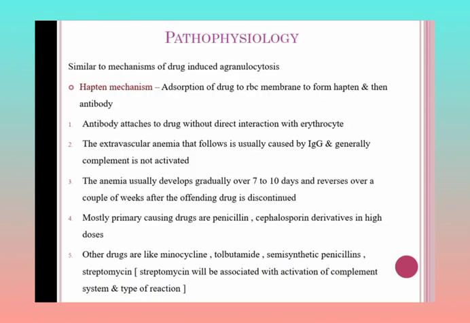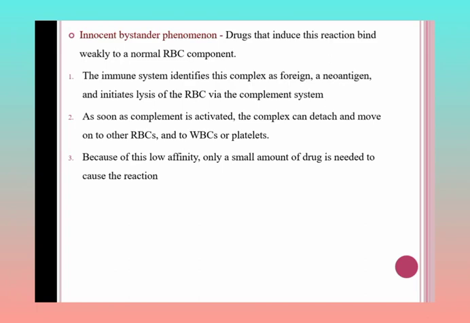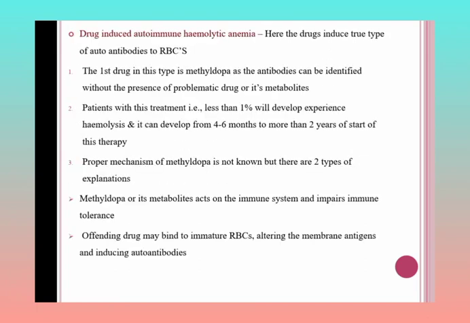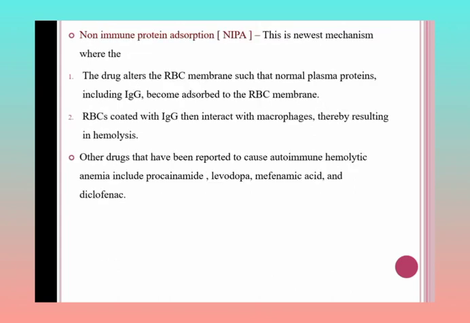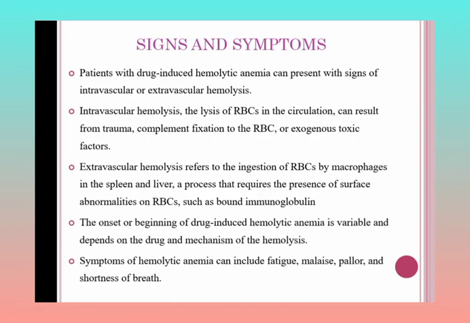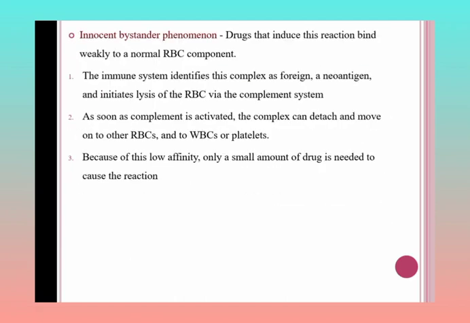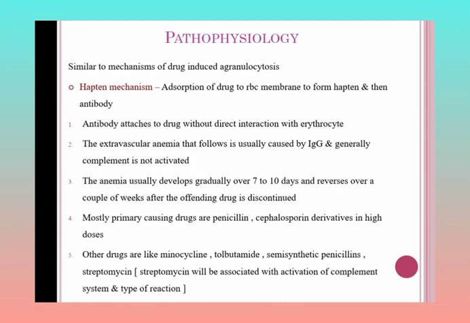Coming to the pathophysiology, there are mechanisms similar to drug-induced agranulocytosis, like the hapten mechanism and the innocent bystander phenomenon, and also drug-induced autoimmune hemolytic anemia, and other mechanisms like non-immune protein adsorption. The first pathophysiology regarding drug-induced immune-mediated hemolytic anemia is the hapten mechanism, that is, adsorption of the drug to the RBC membrane to form a hapten. Then the antibody will attach to the drug.